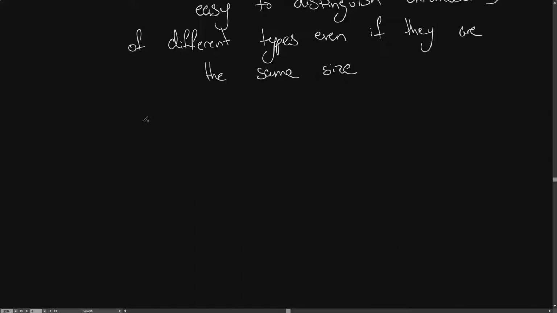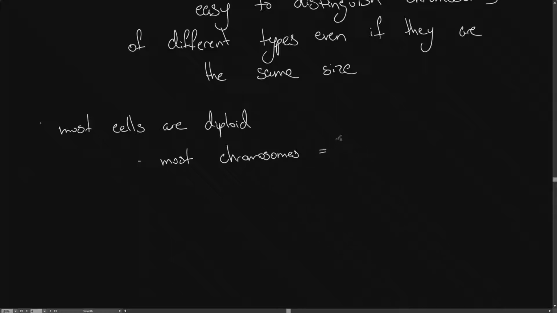Most of the cells that you'd take to look at under a microscope in this way will be diploid. So most cells are diploid. And this means that inside of the cell, you will see two sets of the chromosomes. So most chromosomes you'll find in homologous pairs. This makes it even simpler when identifying the chromosomes because they'll be next to each other.